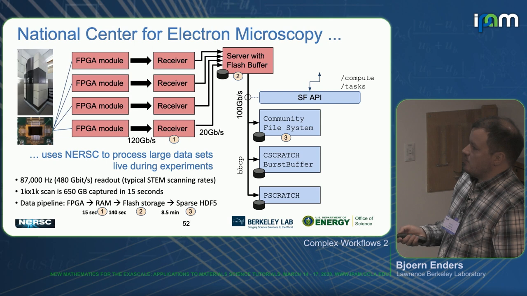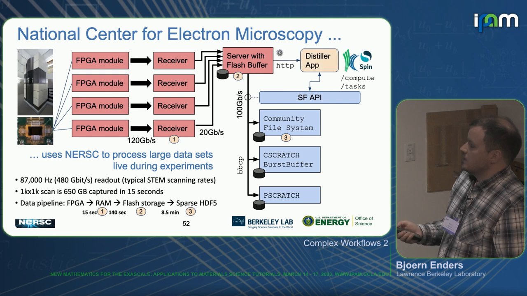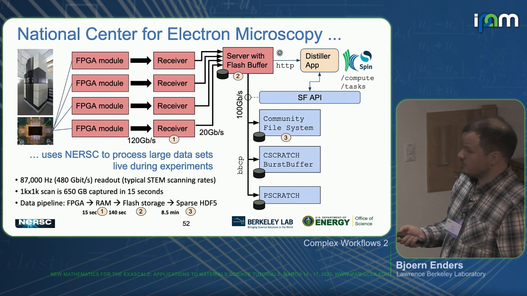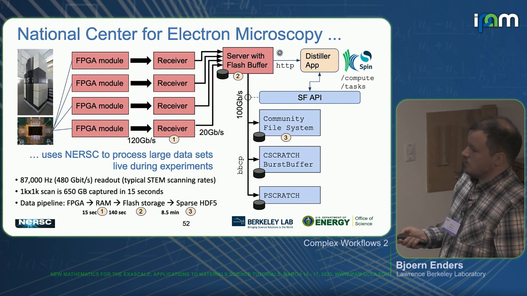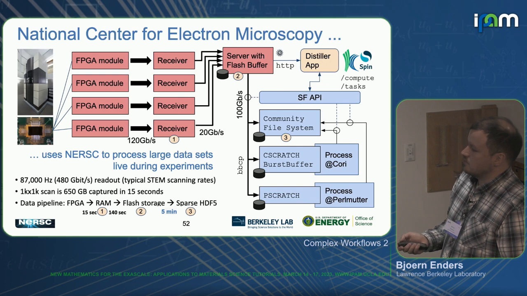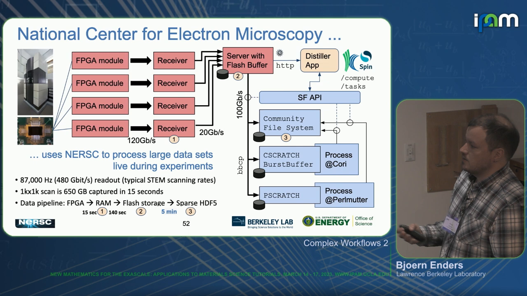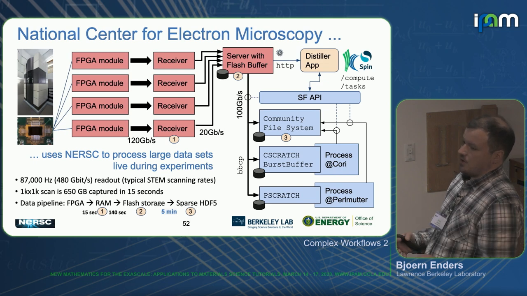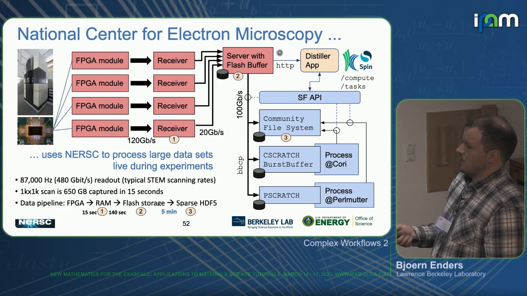Now that data is being copied over from receiver nodes onto a local server. Then what they did is they built an app in Spin that instruments the API to pull the data off that server into one of our storage tiers, and then run what they call a counting job. Essentially, it's mostly zeros in that data, but they want to identify the individual electron hits and count these events.